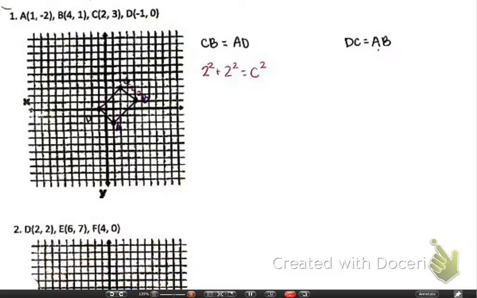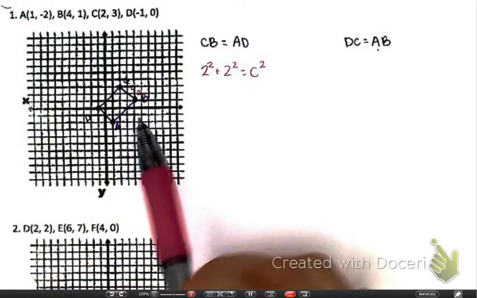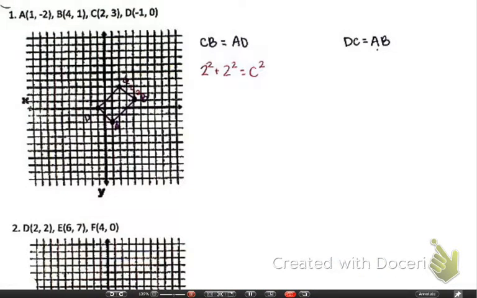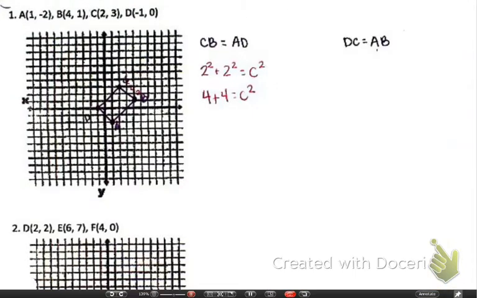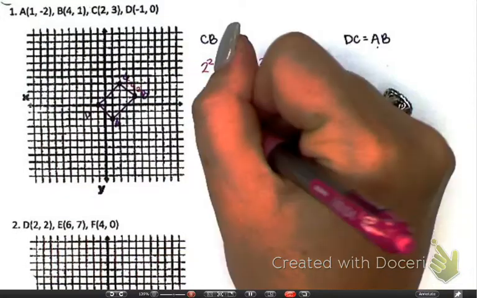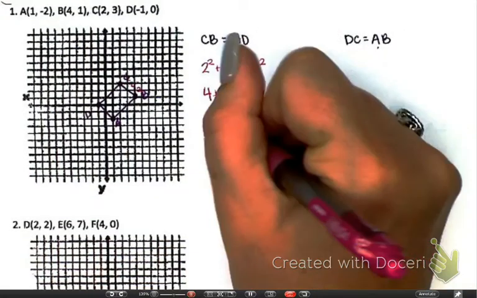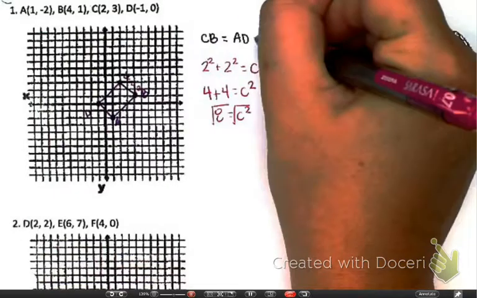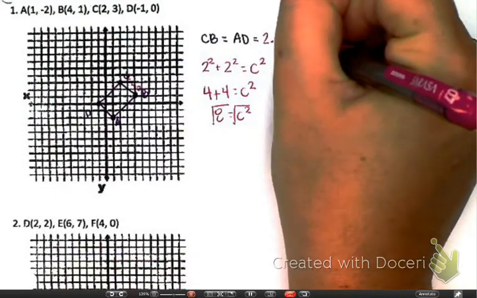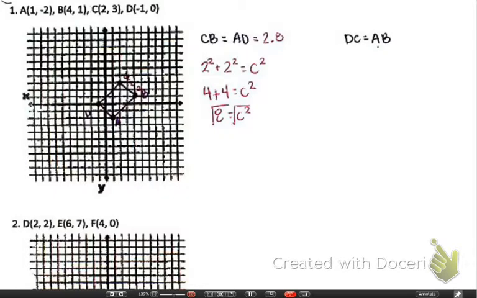Are you using it at the top? Okay. So 2 squared is 4 plus 4 is c squared. And what is the square root of 8 to the nearest tenth? I heard 2.8. Anyone want to confirm that? Okay, so CB and AD are both 2.8. Both of those line segments are 2.8.